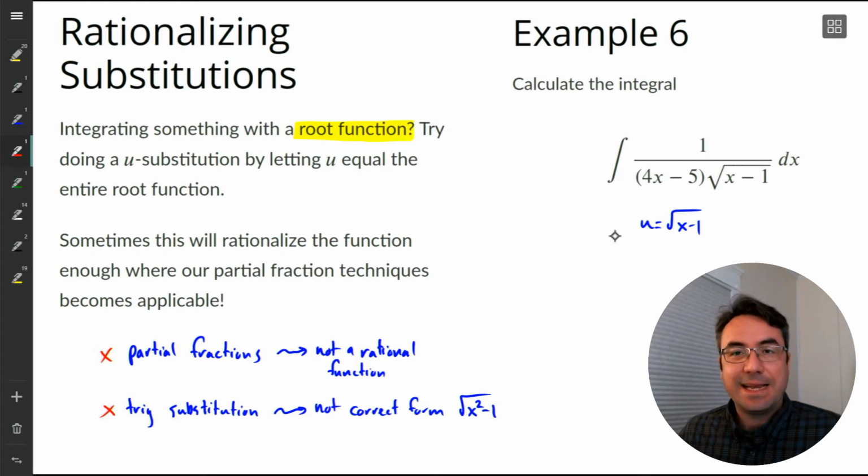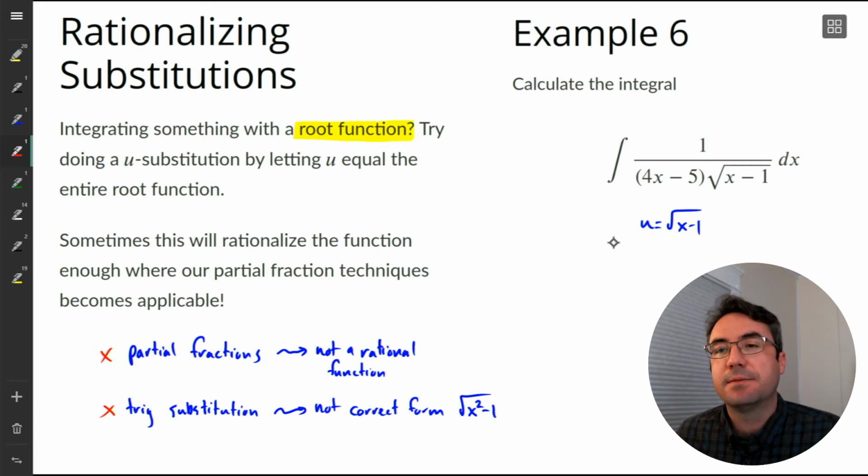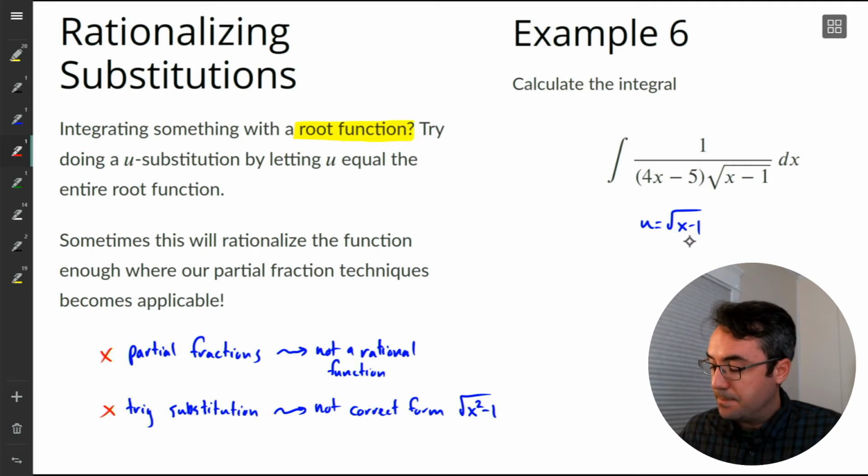So we're going to get started on this example with this rationalizing substitution. It's a more clever u substitution that might not be the most obvious thing to try. This is something you might try after some of the other options haven't worked out. And what's going to happen is we're going to end up doing partial fractions. So let's get into it.